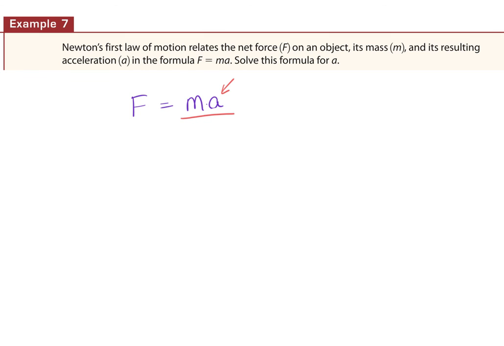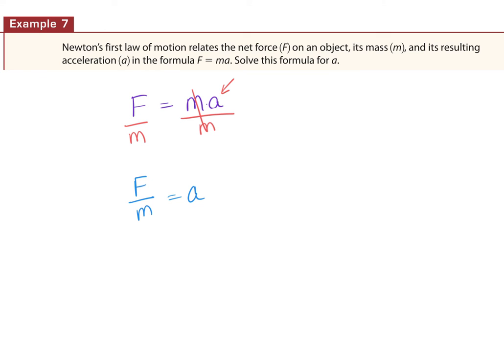So I'm going to divide by what I don't want to have over here. I want A by itself. I'm going to divide by the M. So it doesn't matter that it's not numbers. If I do the inverse operation here, those M's will cancel out. If I divided by an M on the right-hand side, what do I need to do to the left-hand side? Divide by an M. So I end up with force divided by mass equals the acceleration.